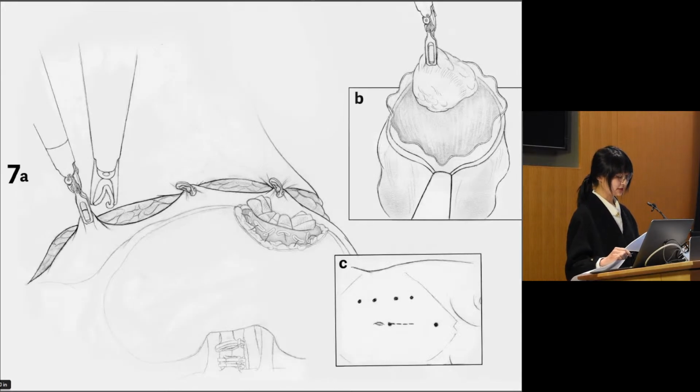And finally, the Gerota's fascia is reapproximated as shown in 7A, where the underlying kidney is shown in silhouette. Inset B shows the removal of the specimen with an Endo Catch bag. And inset C shows the extended incision for specimen removal, indicated with a dashed line.